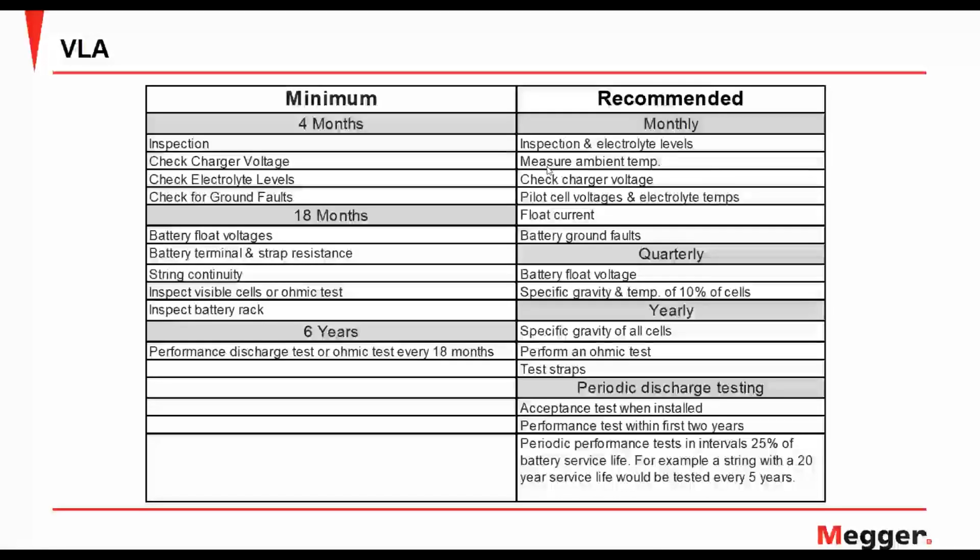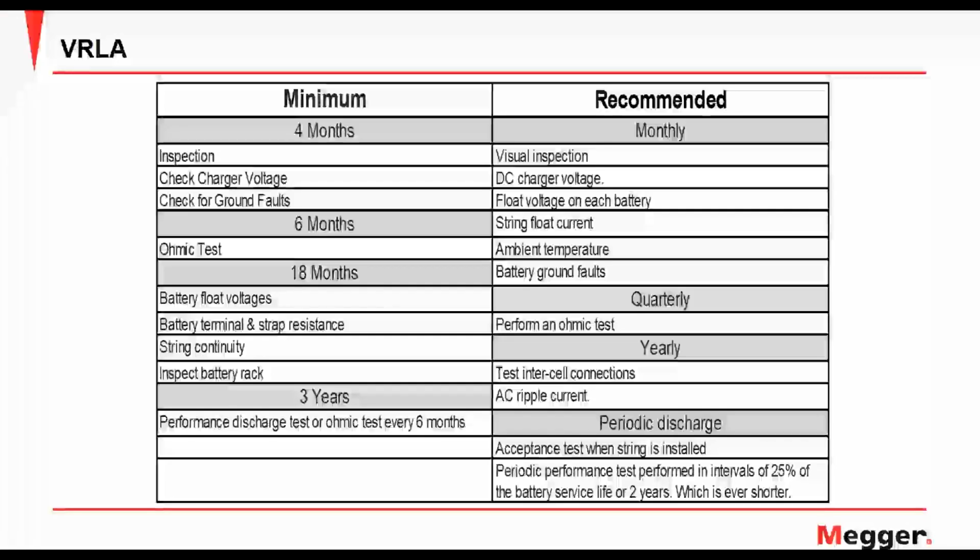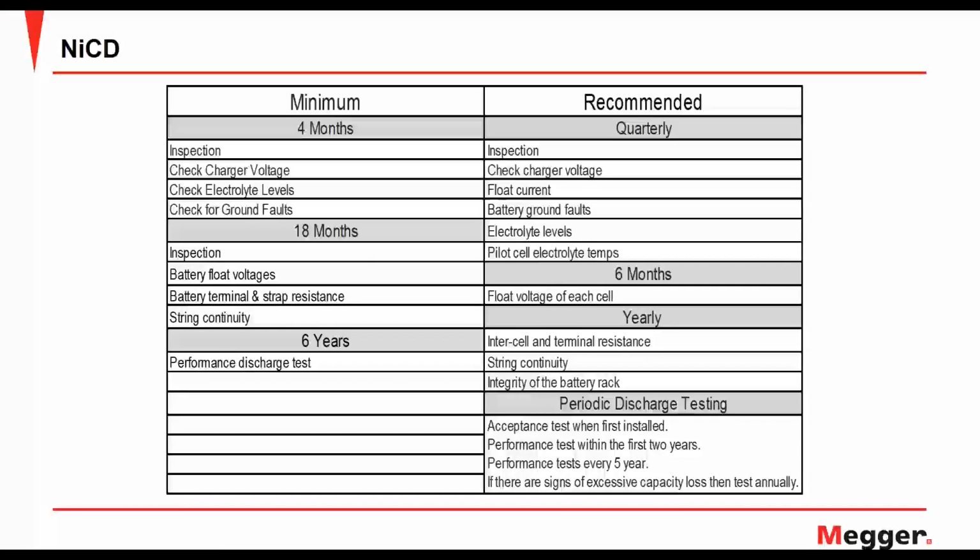We will see that both the minimum and recommended tests are mostly basically the same, just that the time frame is slightly different between the two. The recommended having more intensive and a shorter time frame for the periodic tests. This is an example for the flooded types. I have another example for the sealed type. Keep this slide for a few seconds if anyone wants to see it, and also for the nickel cadmium type.